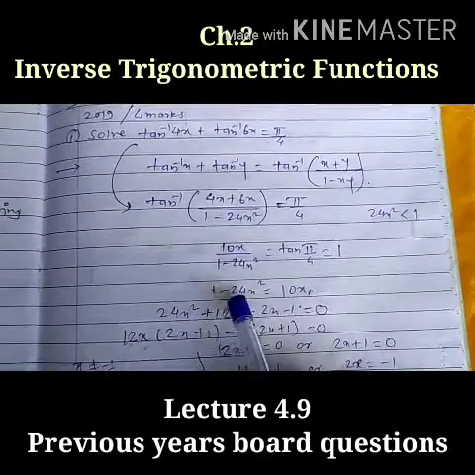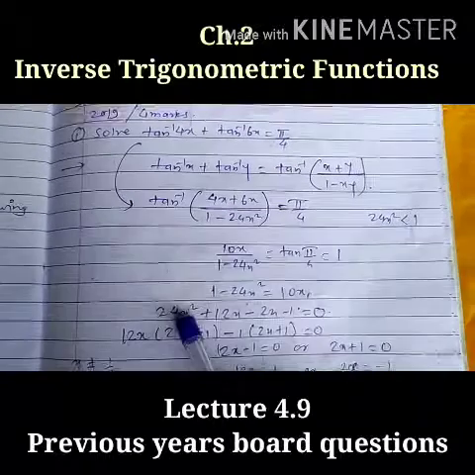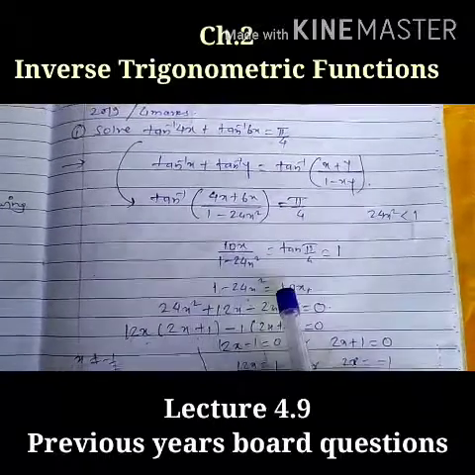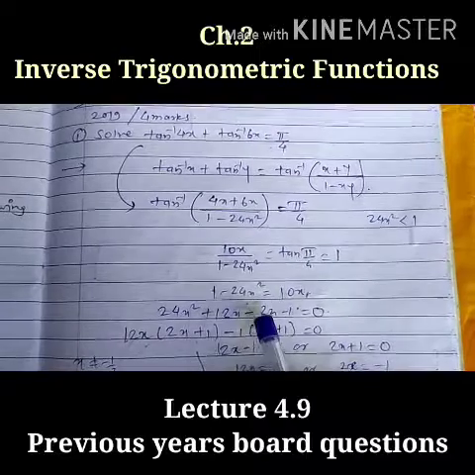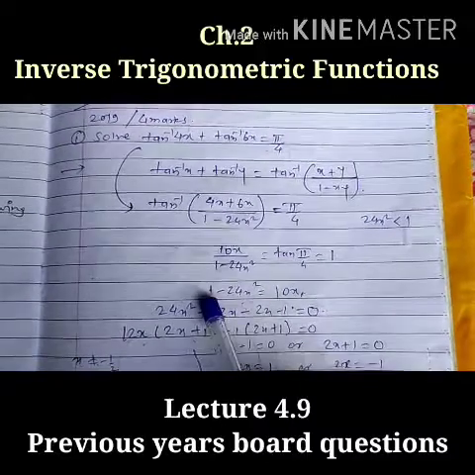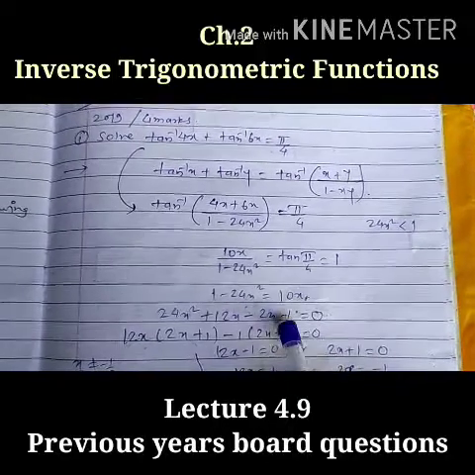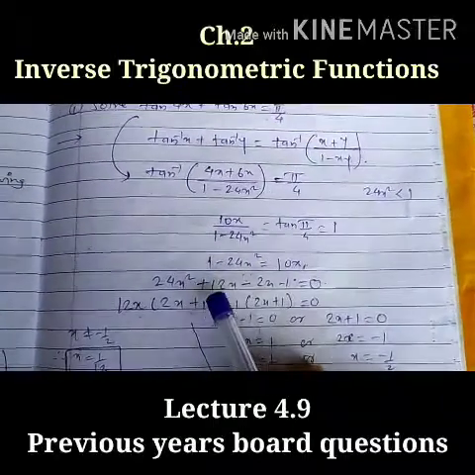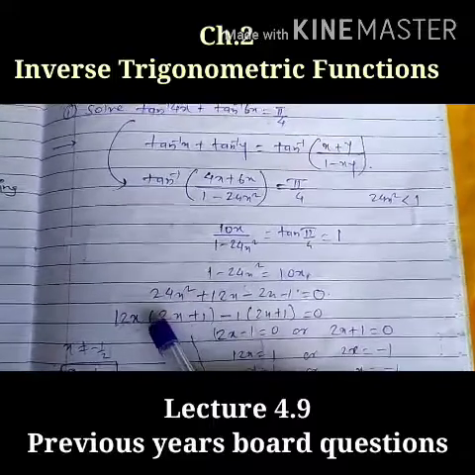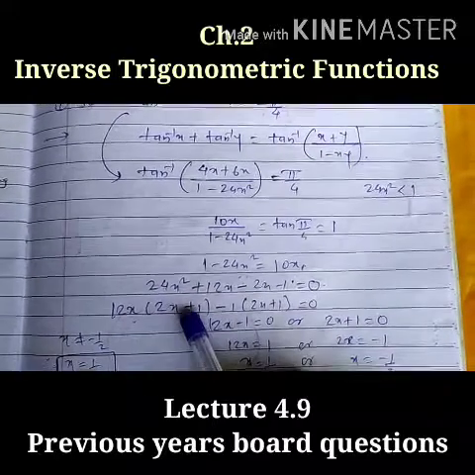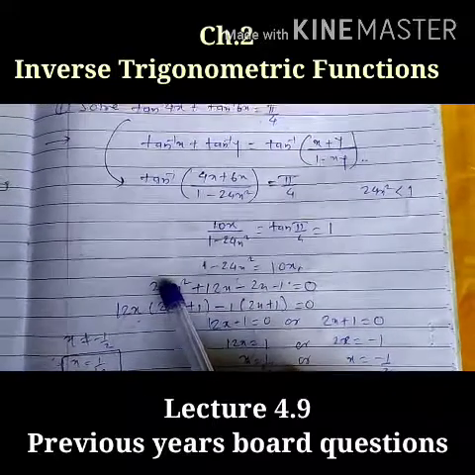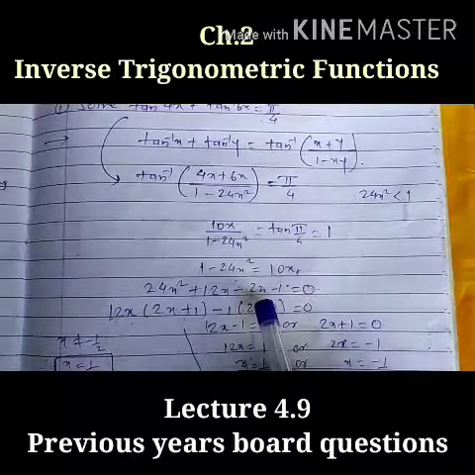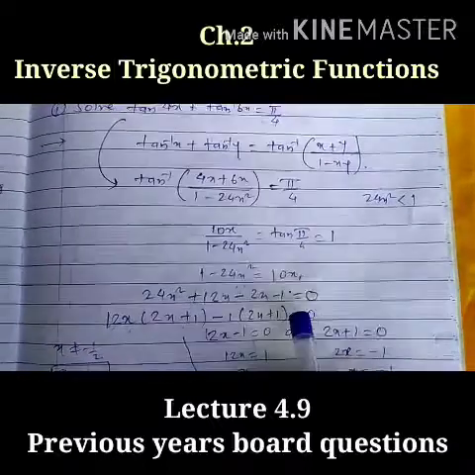We'll take this 24x square to this side, it will be plus 24x square. The 10 we will split like 12x minus 2x, and the 1 again will be negative, minus 1, equal to 0. By splitting this 10 into 12 and 2, we have 12x into (2x plus 1), we have taken 12x common from the first and second term, minus 1 and 2x plus 1 will be there in the second bracket, equal to 0.